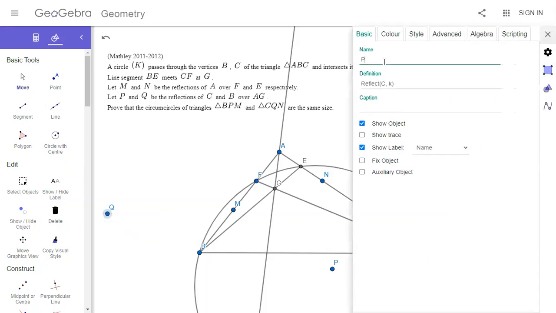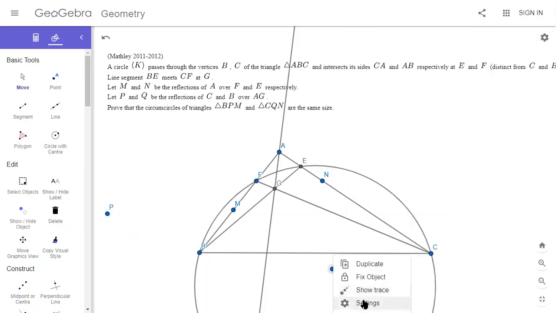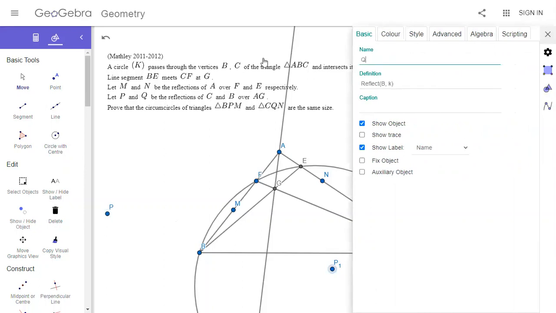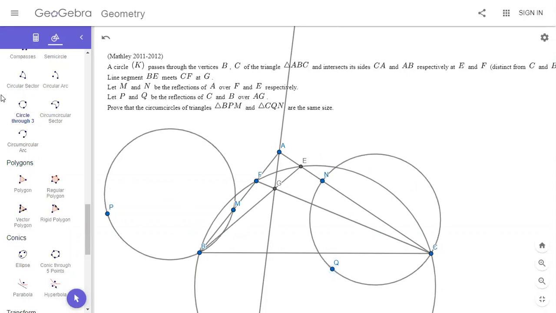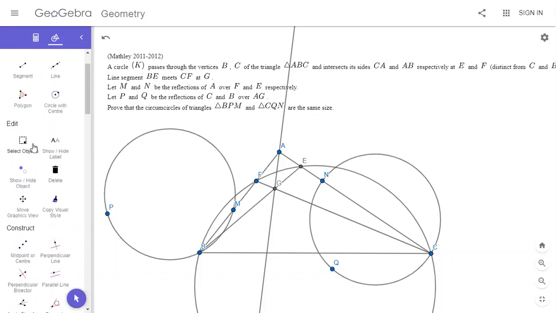So this should be P, and this should be Q. And then I want to draw the circumcircles of BPM and CQN. And it's saying that these circles have the same size, which is kind of interesting. Let me make it clear that these are reflections. Yeah, I think it looks clear from the figure that these are reflections, right?